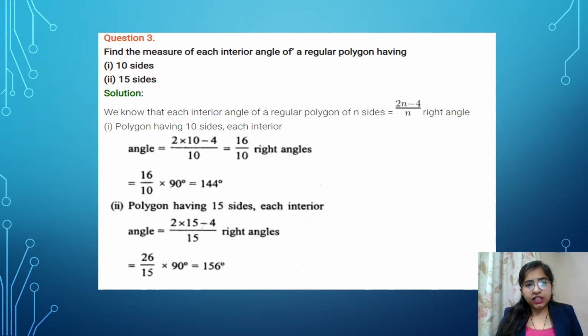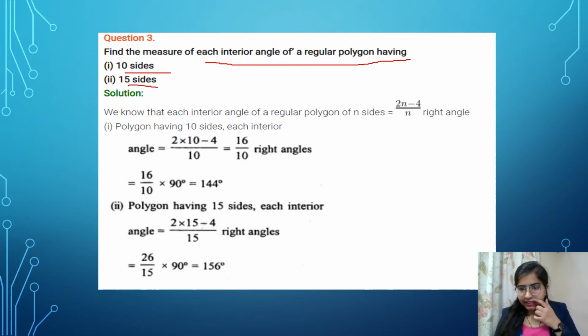Coming to the next slide, you will get question number 3. Students, listen. What's the question? First of all, read this. Find the measure of each interior angle of a regular polygon having 10 sides or having 15 sides. Okay, you have to find the measure of each interior angle. The number of sides are given to you, 10 sides and 15 sides.